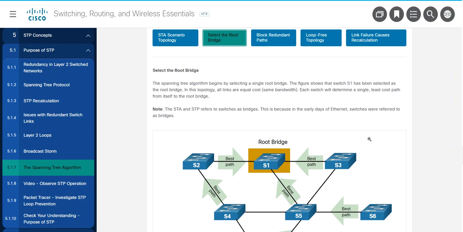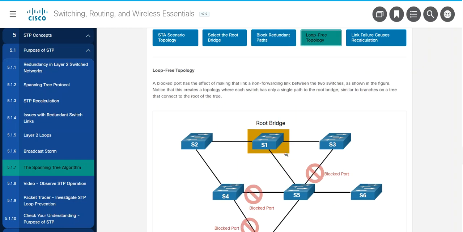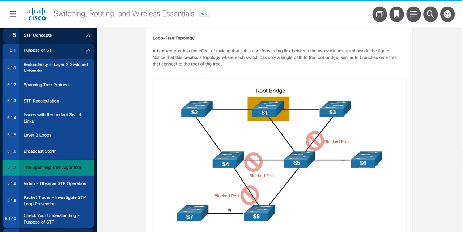So the first thing that happens is that you have a root bridge selected, and we're going to go through the process of how that's selected in just a minute. But the root bridge is selected. Then any redundant paths that you have are blocked. So we have a best path chosen, and then you have blocked ports. Those blocked ports become unblocked if the best path goes down. That helps build a loop-free topology throughout your network.